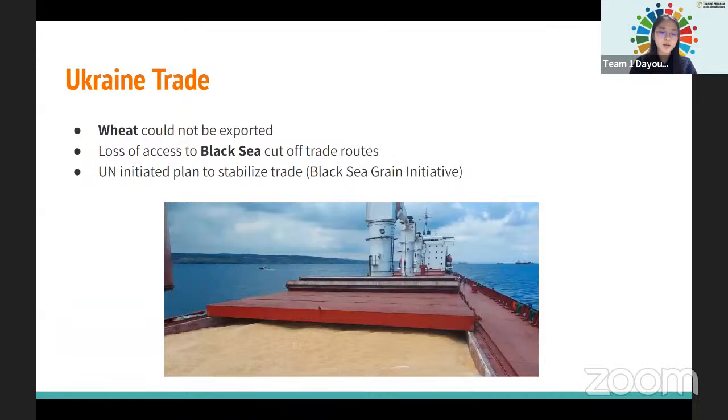Ukraine also experienced damages to its trade. As mentioned before, Ukraine is one of the biggest grain exporters, but war caused wheat to be stuck in the country, unable to be exported. Goods trade in general has come to a grinding halt. This is because damaged transit routes impeded shipment by land, while the loss of access to the Black Sea cut off all seaborne trade, which accounts for half of Ukraine's exports. To solve this problem, Russia and Ukraine signed the Black Sea Grain Agreement, a plan initiated by the UN.